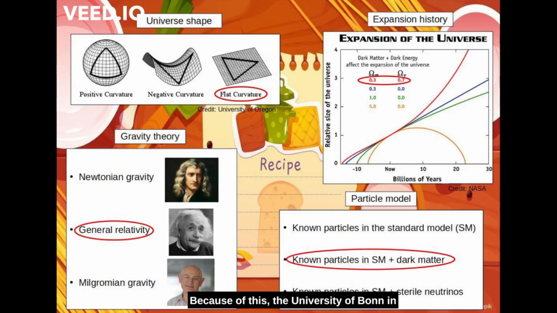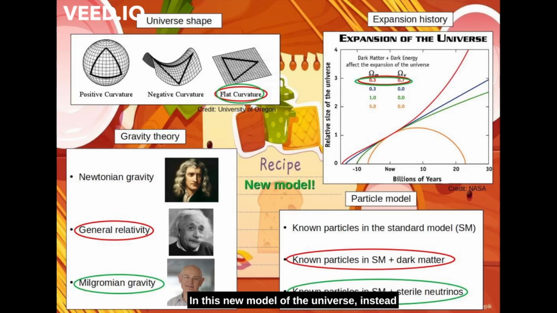Because of this, the University of Bonn in Germany and the University of St. Andrews in Scotland embarked on a collaborative project to test a universe that uses different ingredients. In this new model of the universe, instead of assuming dark matter, we assume that we have a particle known as a sterile neutrino. And instead of using general relativity, we use a new gravity theory known as Milgromian gravity.